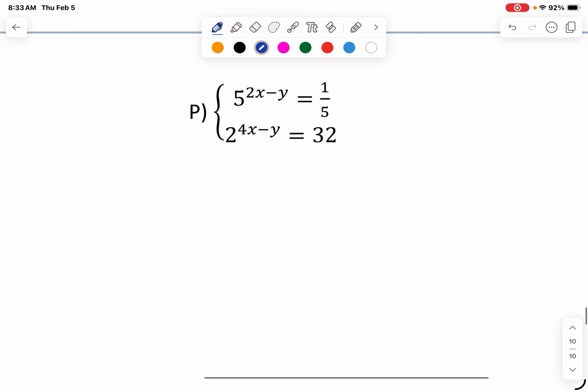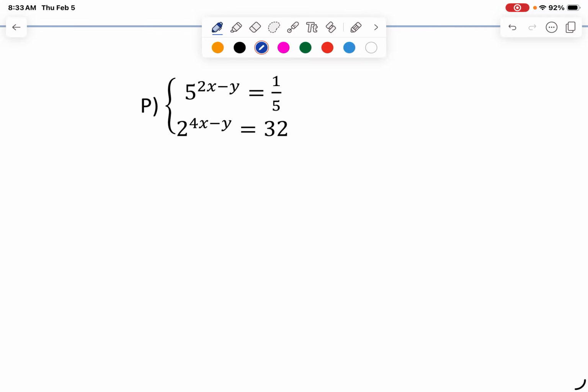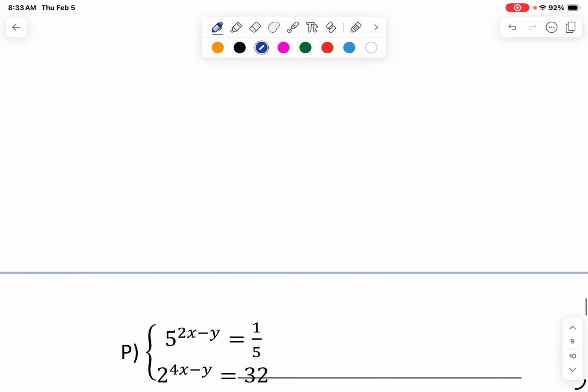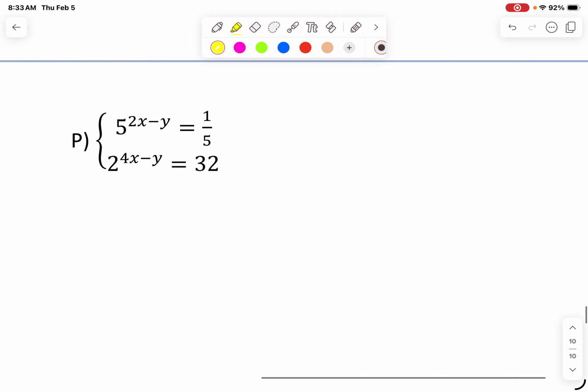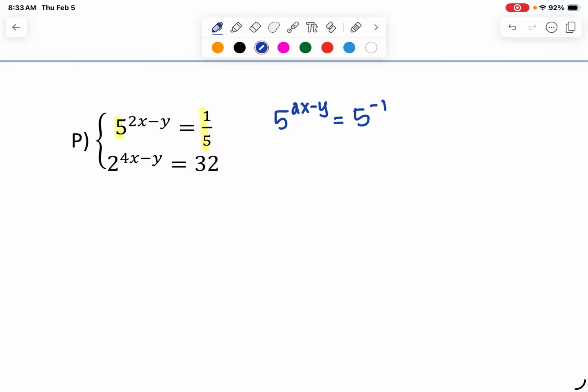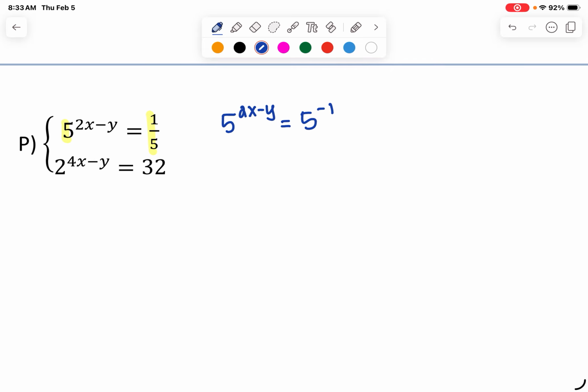All right, the very last one, and then you can try some practice on your own. So don't look at this at first as two separate equations. Look at just this one right here, the top one. This has a base of 5, and this has a base of 1/5. I can rewrite 1/5 as a base of 5. So I'm going to do 5 to the 2x minus y is equal to 5 to the negative first. Now I can set my exponents equal to each other. So I have 2x minus y is equal to negative 1.